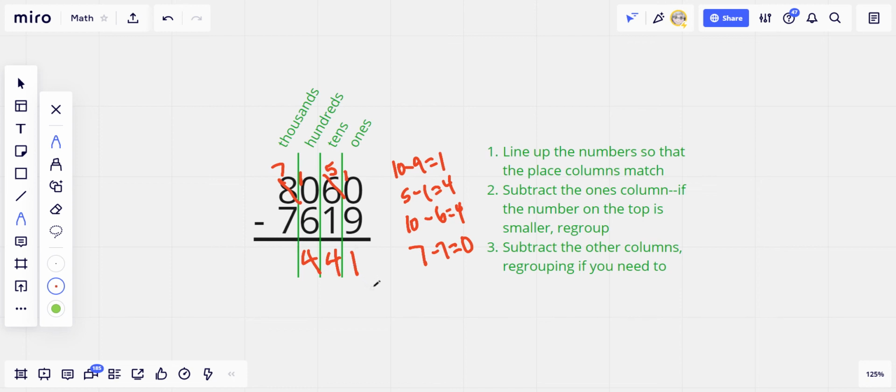So that is how to subtract four-digit numbers with regrouping.